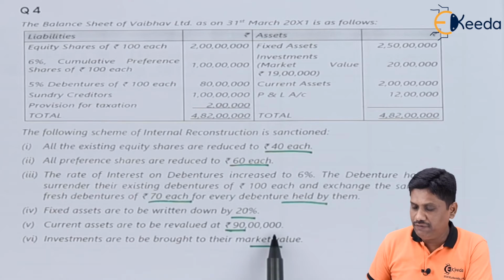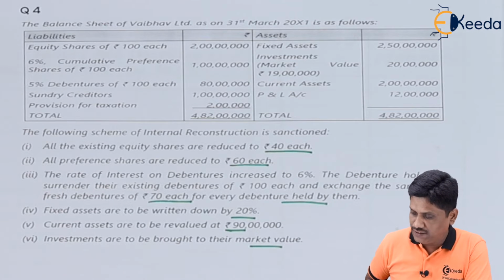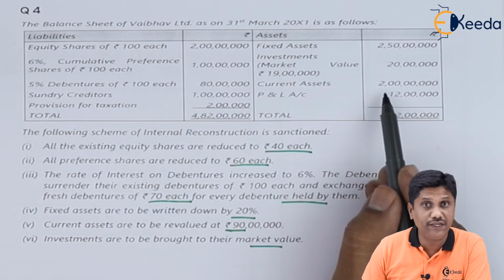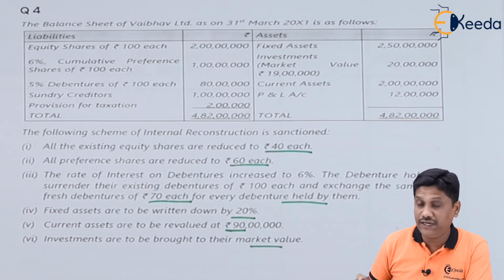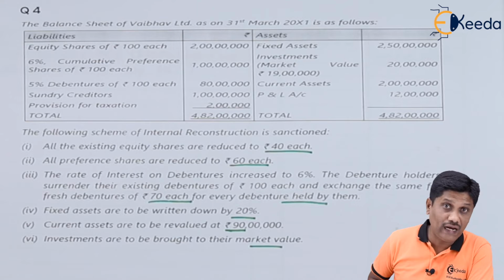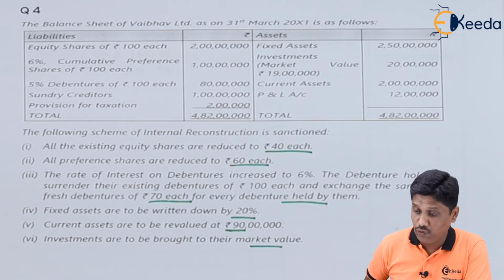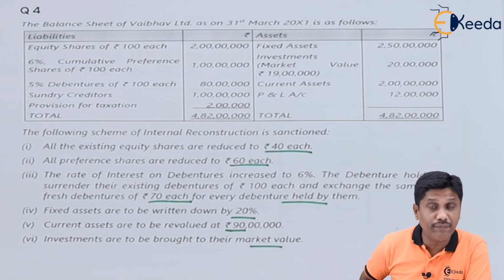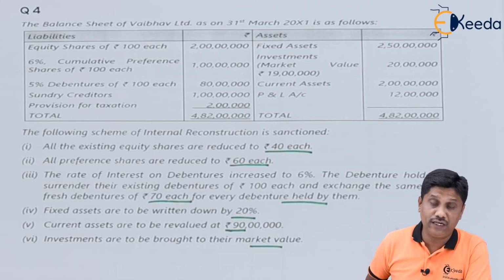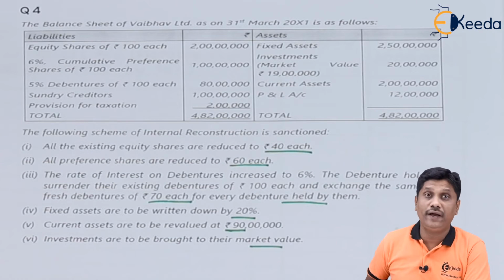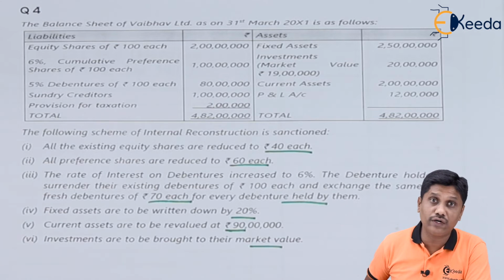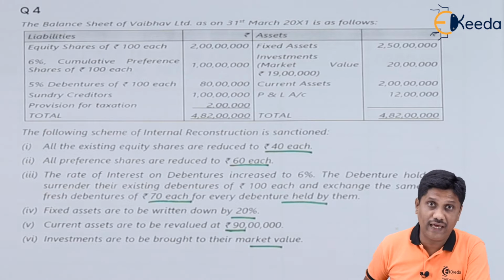Current assets are to be revalued at rupees 90 lakhs. Look at the amount of current assets. It is 2 crore. It is revalued at 90 lakhs, means it is reduced by 1 crore 10 lakhs. So friend, entry is what? Current assets will be credited because it is an asset. And which account we will debit? Only one account, which is decided, capital reduction account. So my entry will be capital reduction account debit to current assets account 1 crore 10 lakhs.